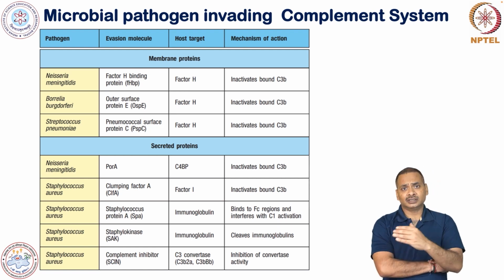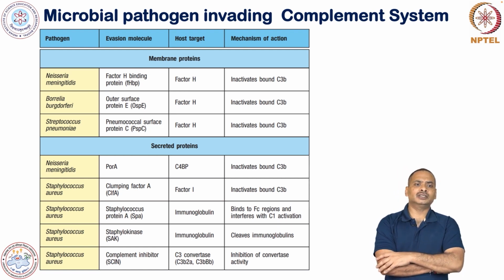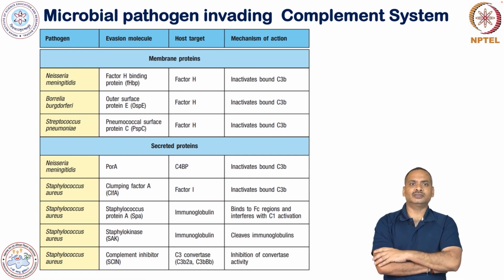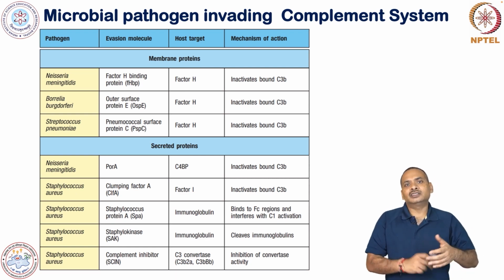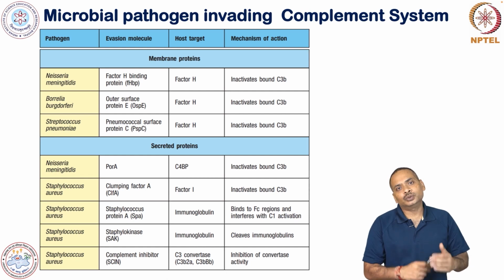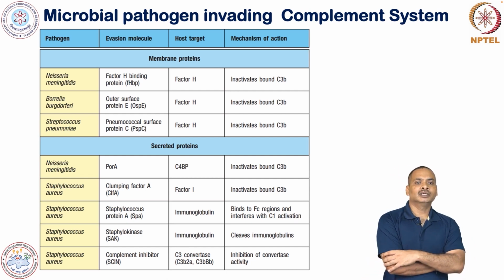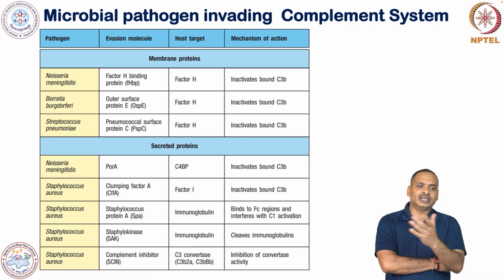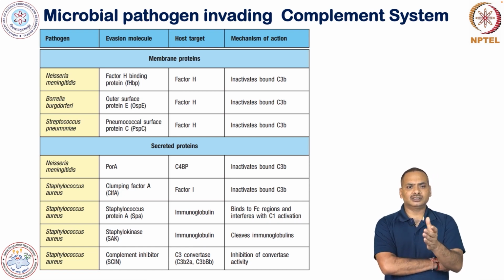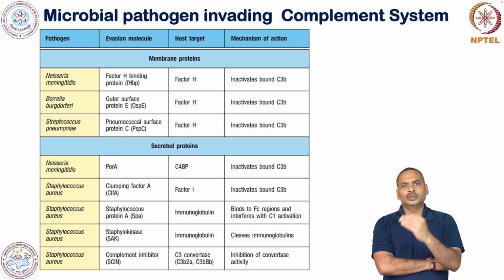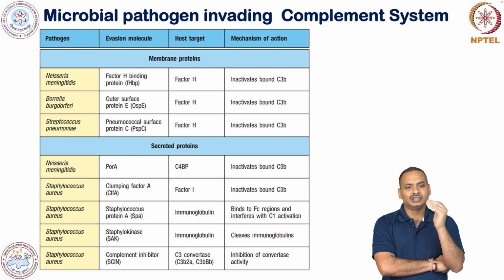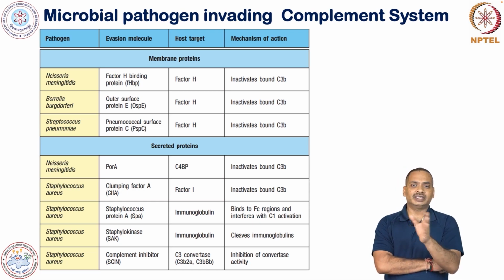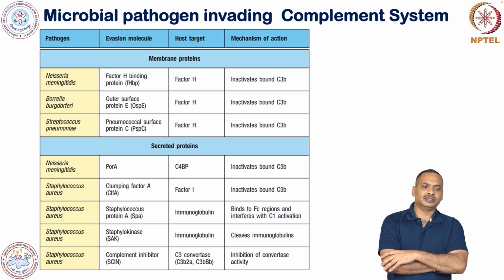Streptococcus pneumoniae is also a very pathogenic microbe, and it makes pneumococcal surface protein C, which also interacts with factor H and inactivates bound C3b. So here you can see that microbes also have strategies to evade the complement system. Some of these microbes secrete proteins, like Neisseria meningitidis, which makes Por A, a C4 binding protein, if you remember the previous slide. So they make the C4 binding protein and inactivate bound C3b.